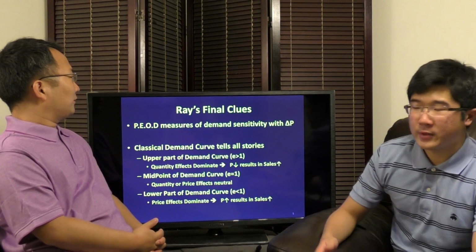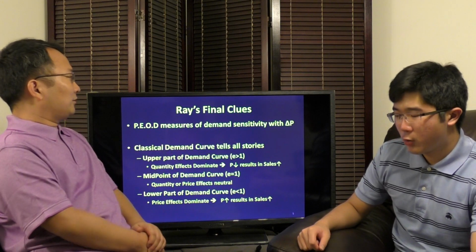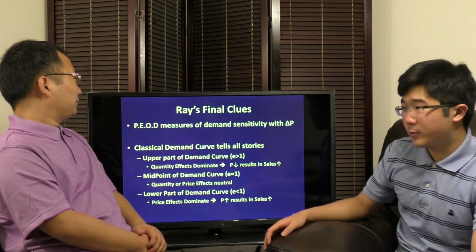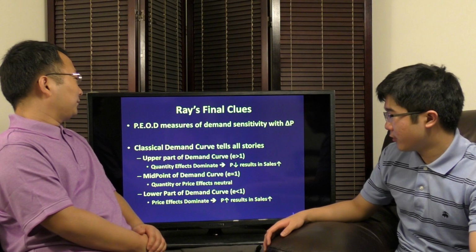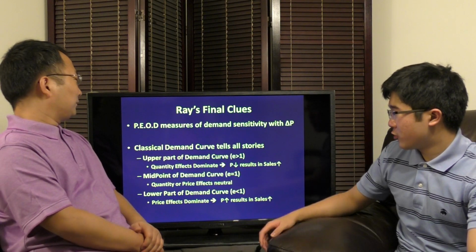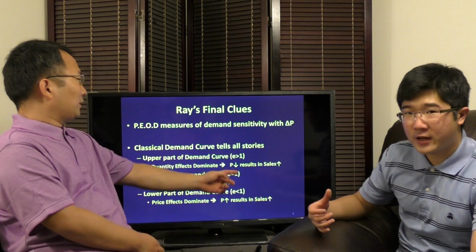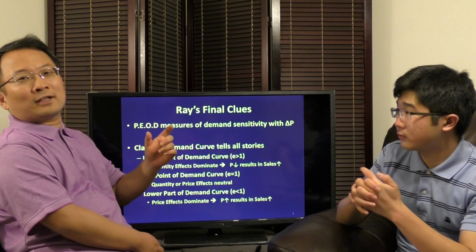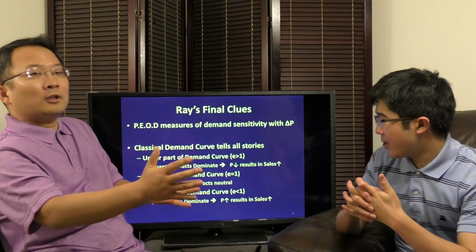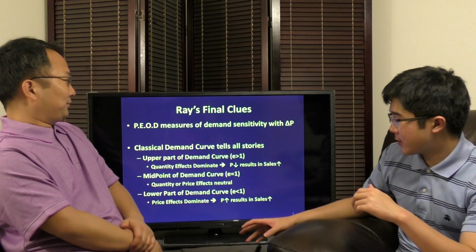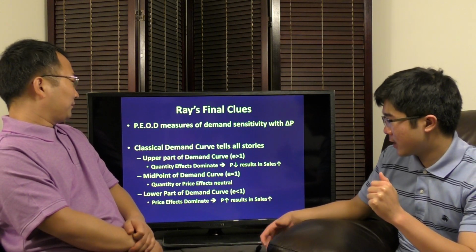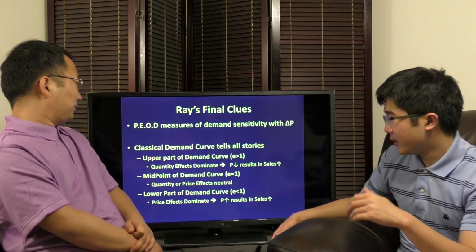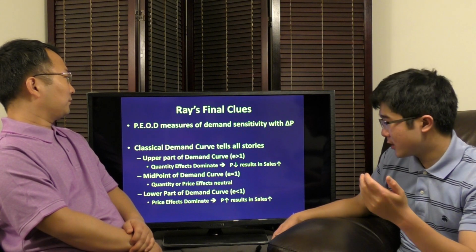And so for final clues, PEOD measures demand sensitivity relative to price, and it's all relative changes. Our classical demand curve shows us the story because it shows different regions. The upper part is relatively elastic because the quantity effect dominates, which means that a price decrease has the effect of increasing our revenue. Because the price is so high, even a small price decrease will result in a larger percentage change in quantity. But at the midpoint, this is offset by the price effect. The price effect and quantity effect neutralize each other at the midpoint, which causes our elasticity to equal 1.